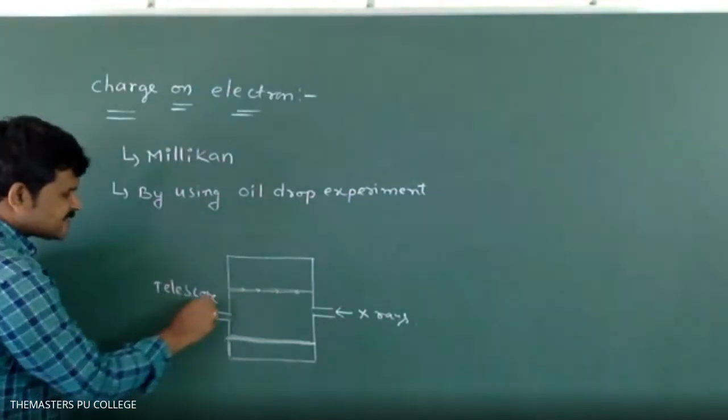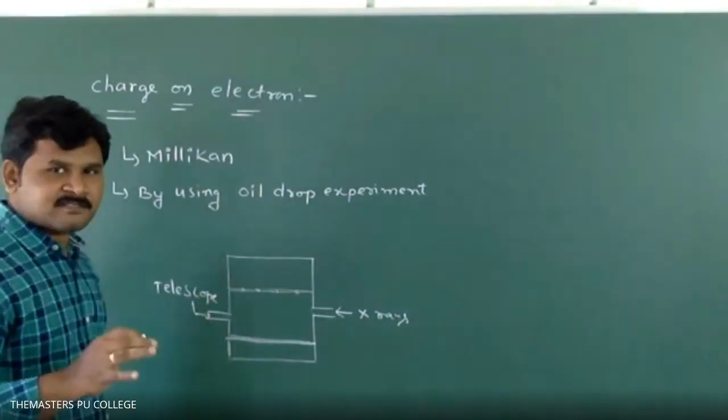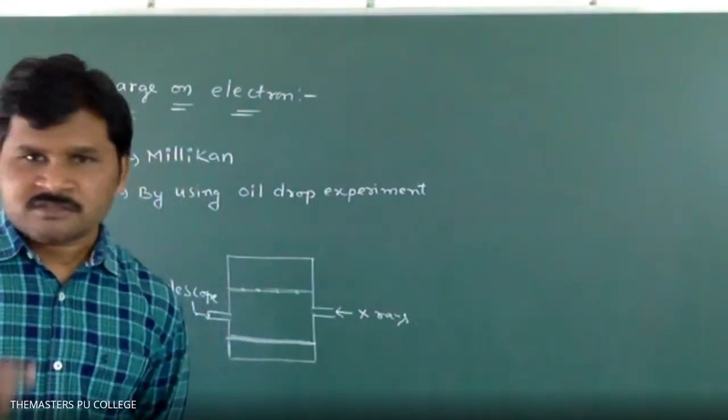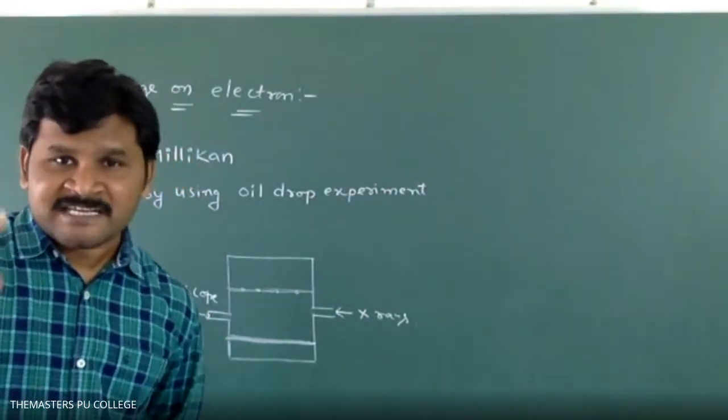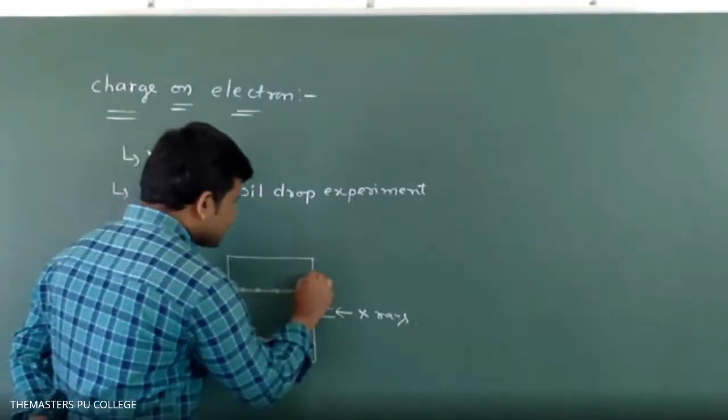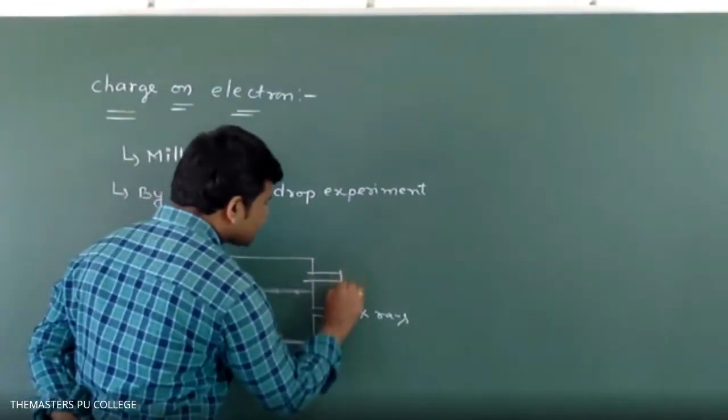Telescope, which contains an eye micrometer. I think you know very well what the use of a telescope is: to identify the movement of each and every particle. Above the plate, we have to take one atomizer.